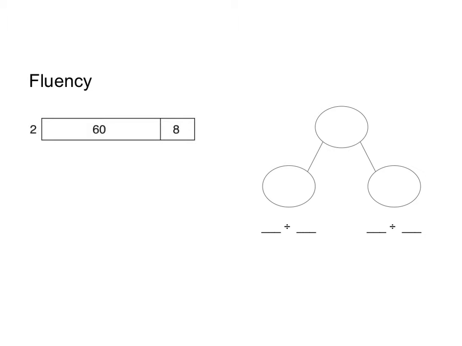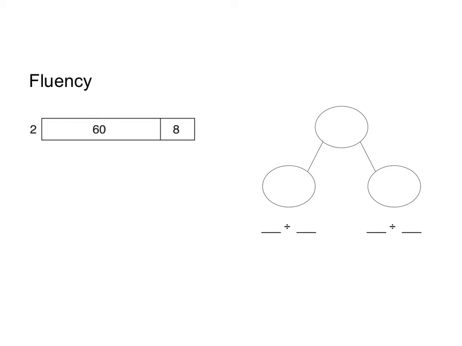This is Fluency, Module 3, Lesson 22. We're going to look at another way of dividing, and we're going to look at it a little bit with area models. We won't do much with this, but just so that you have a basic understanding of it, and then we'll use number bonds as well.